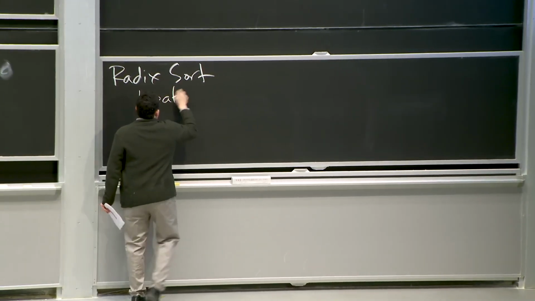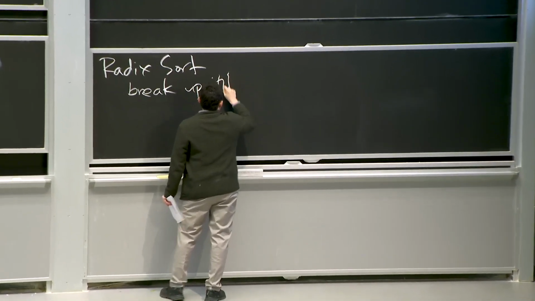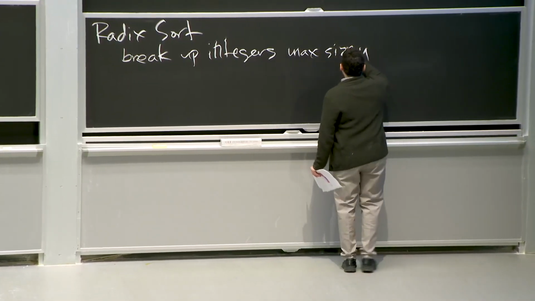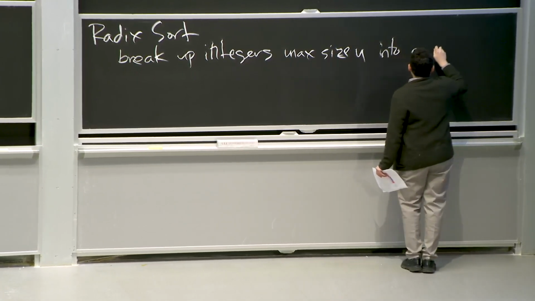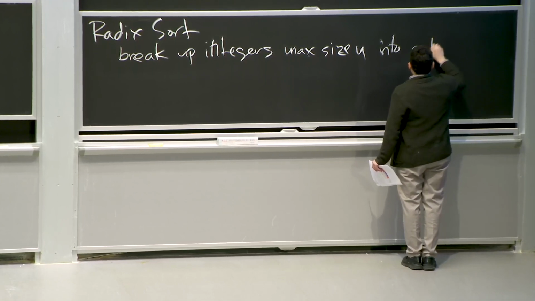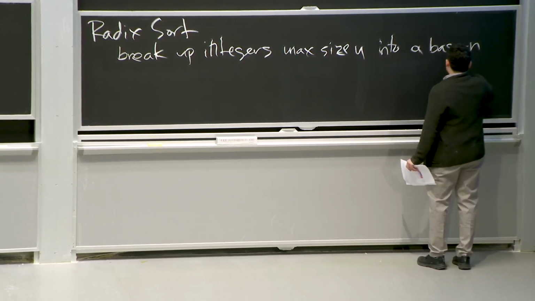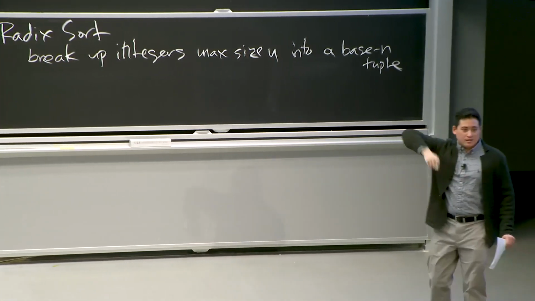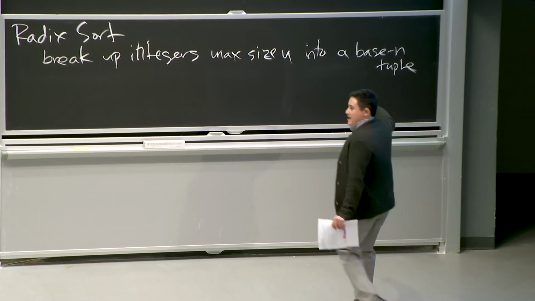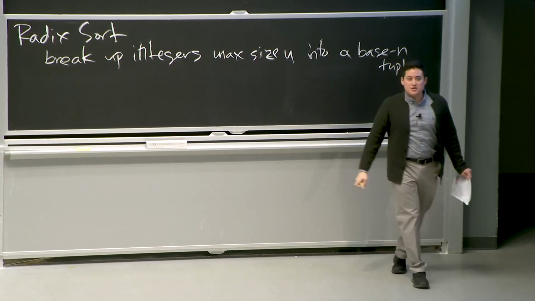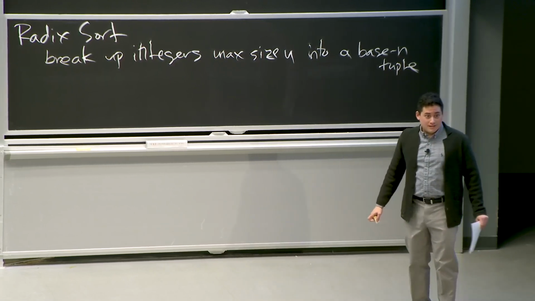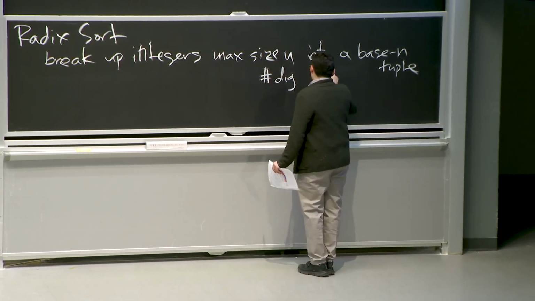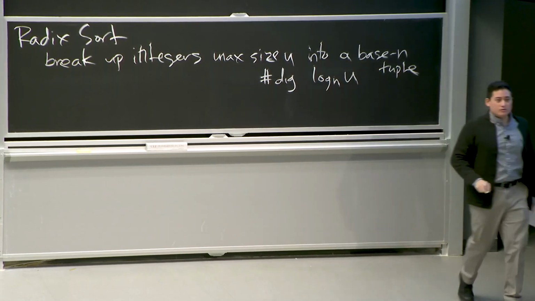Radix sort. Break up integers, max size u, into a base n tuple. So basically, each one of my digits can range from 0 to n. How many base n digits do I have if I have a number of size u? Yeah, log n of u. Number of digits is log base n of u.